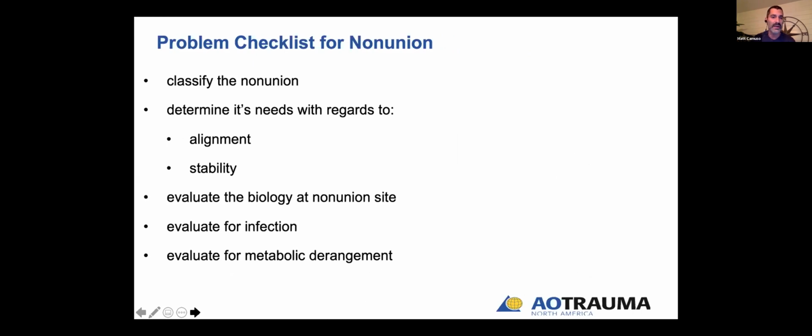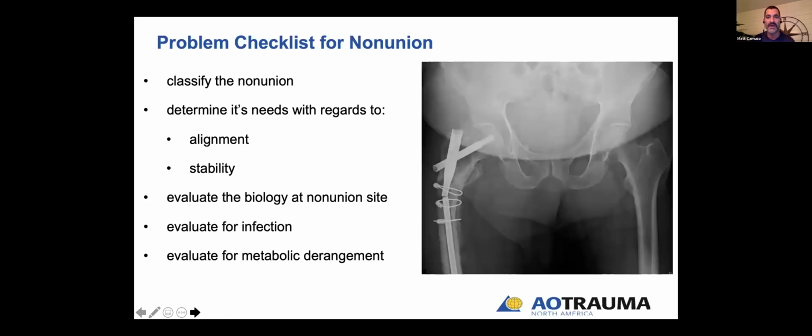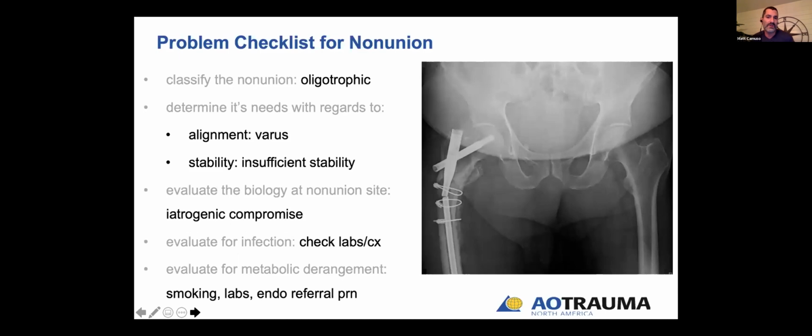Of course, we also can't ever forget to evaluate for metabolic derangements and infection. In this particular case, I would call this an oligotrophic non-union. There's varus alignment. The stability is no longer sufficient, and maybe wasn't from the very beginning because such a small nail was chosen. The biology at the fracture site is now compromised due to the surgeon's iatrogenic injury.